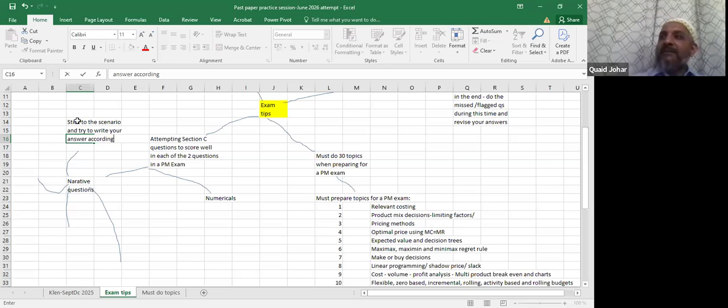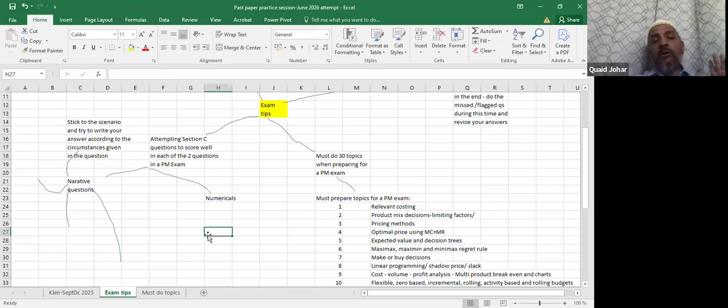So now what happens, that the examiner knows that you're writing according to the situation given in the question, right? So don't write generally. Don't write the memorized answer. Obviously, you will be using the concepts which you have already learned in past, right? But link it to the scenario. Okay, now stick to the scenario and try to write your answer according to the circumstances given in the question. Now, this cannot happen until you read the question properly.